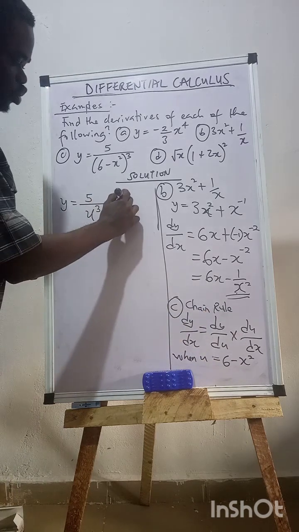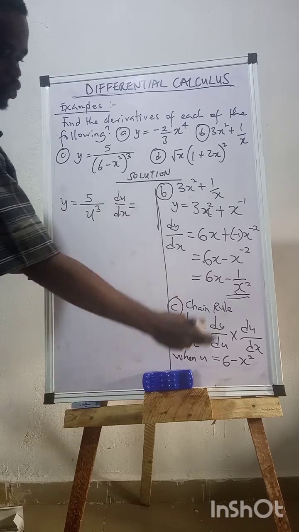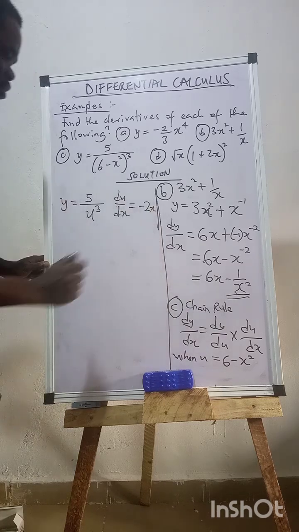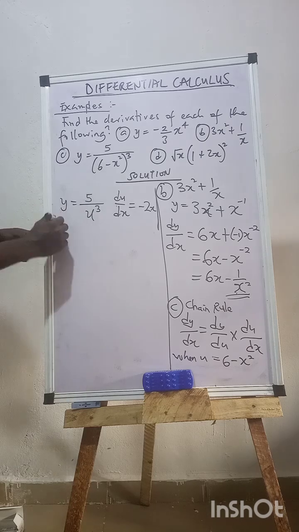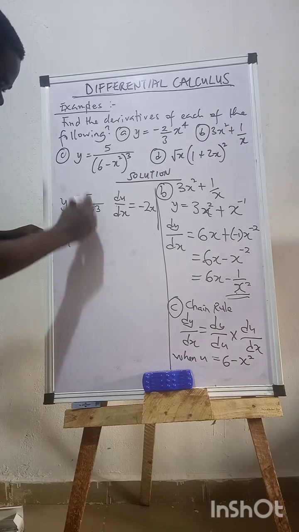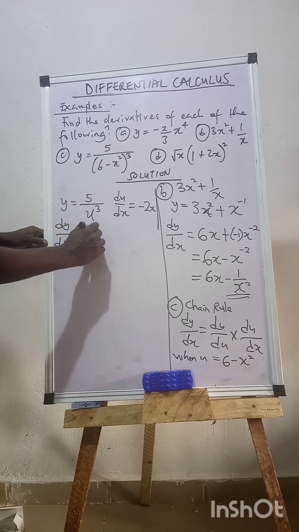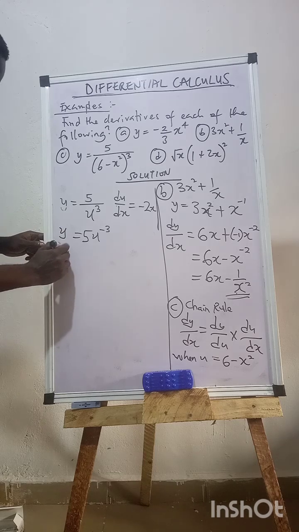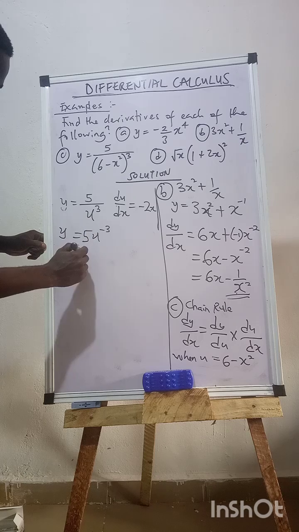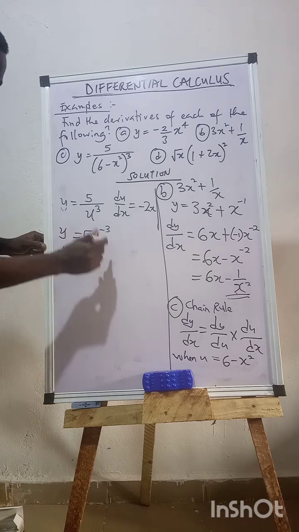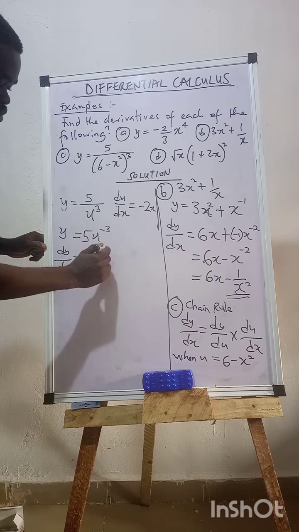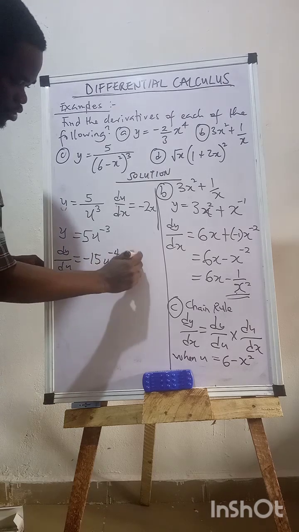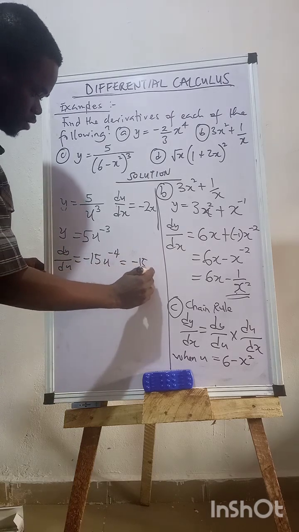So what we do is differentiate u with respect to x. Differentiating that, the 6 disappears. It's now minus 2x. And then dy over du, differentiating this. Remember, this is 5 u raised to the power minus 3. I'm only rewriting it. So dy over du is equal to minus 3 times 5, which is minus 15, u raised to the power minus 3 minus 1, which is minus 4. Rewriting this, minus 15 all over u raised to the power 4.